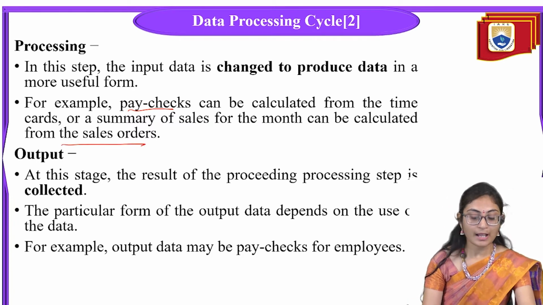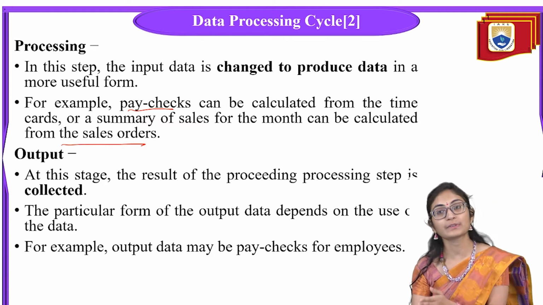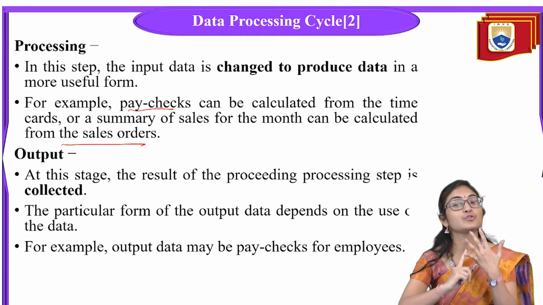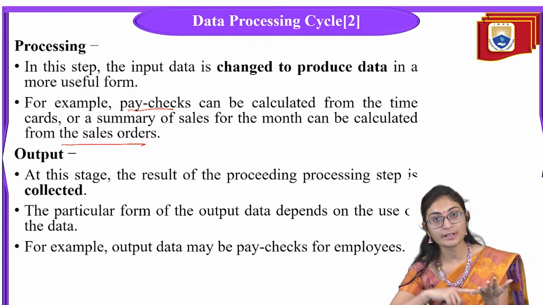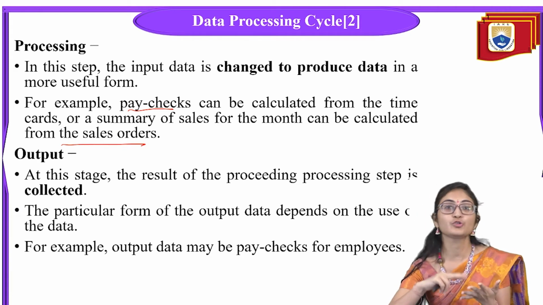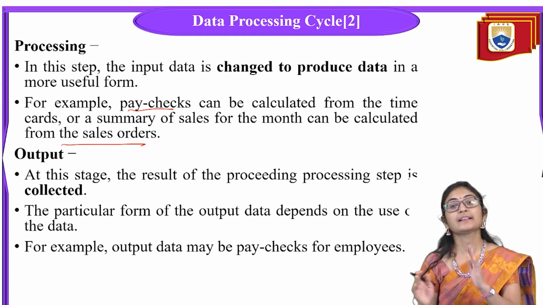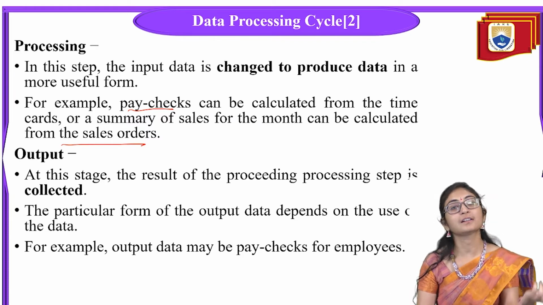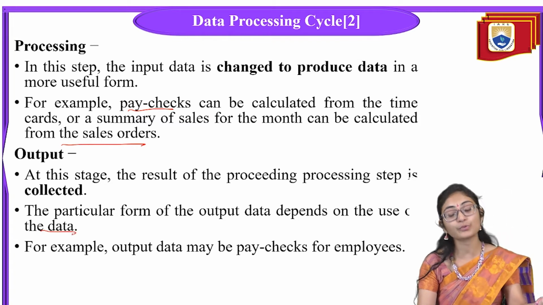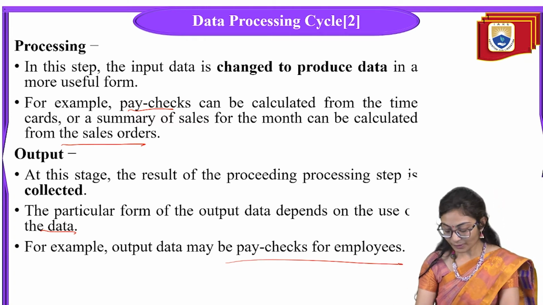Now output, the result of the processing step is collected. That means first you have to give input to your machine, then you have to process it, and after processing you will get the output. The particular form of output data depends on the use of the data. For example, output data may be paychecks for employees.